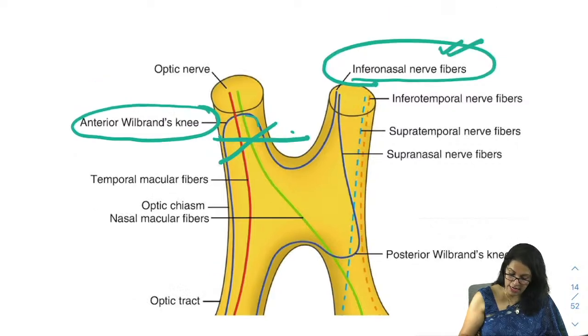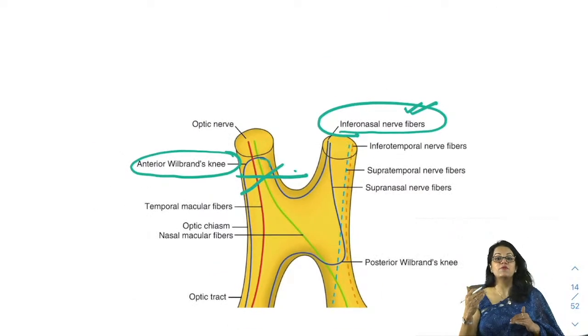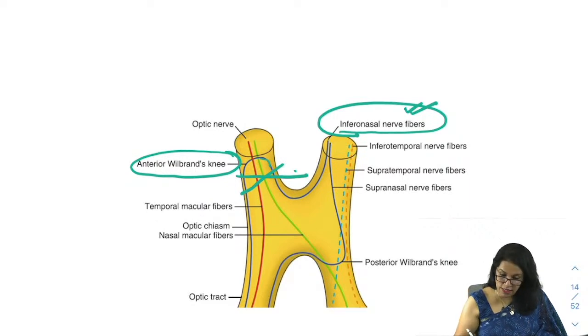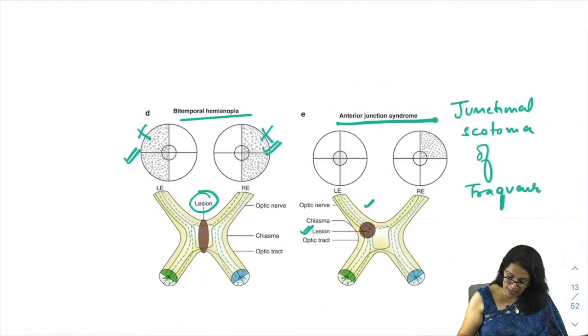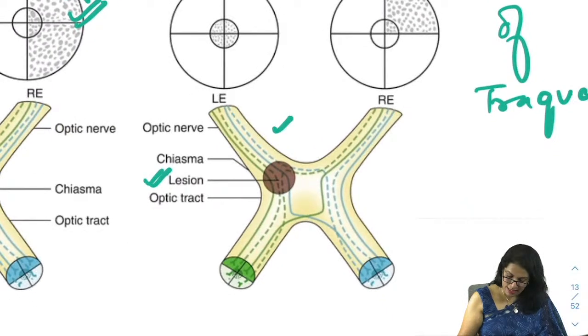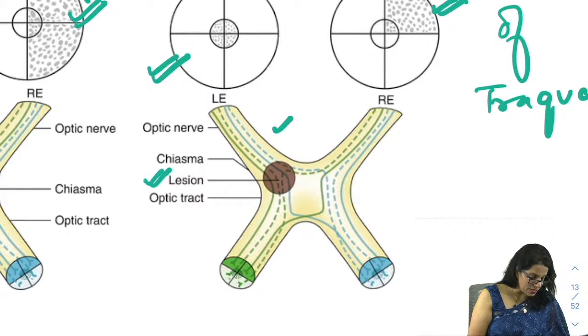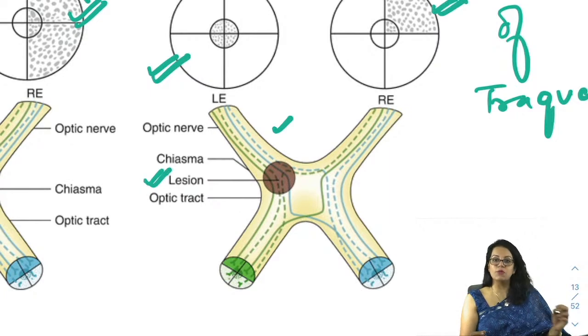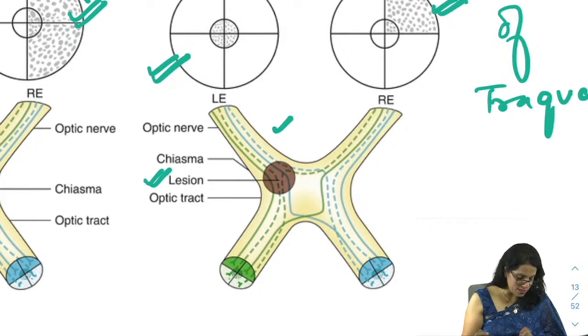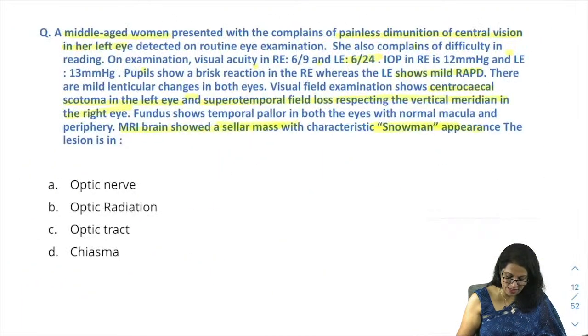Therefore, on the opposite side, everybody knows field is opposite to anatomy, inferonasal fibers, so you get a superotemporal quadrantanopia. ठीक है? So what I am going to get here is this central scotoma and superotemporal quadrantanopia. Yes, Shubham, Willebrand's knee is affected. Willebrand's knee is nothing but the inferonasal fibers which detour to the opposite side in the chiasma and then go down and then cross. Right? So what is the answer? It is D, that is chiasma.